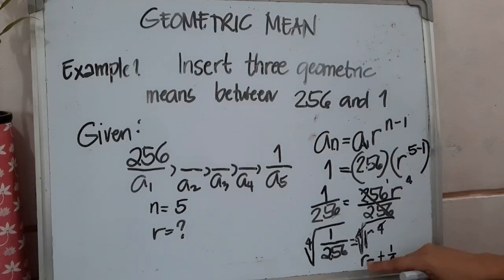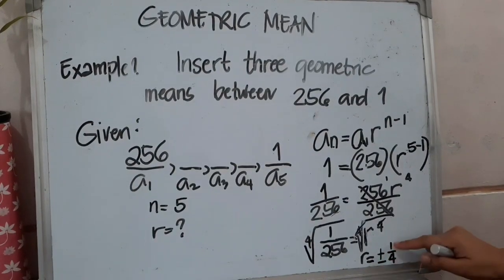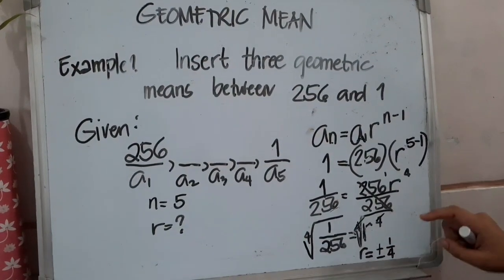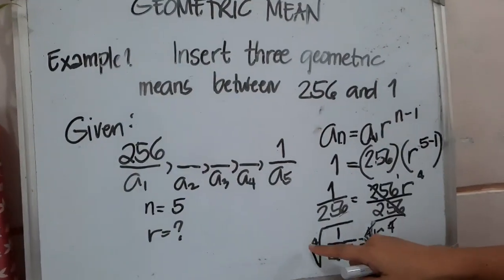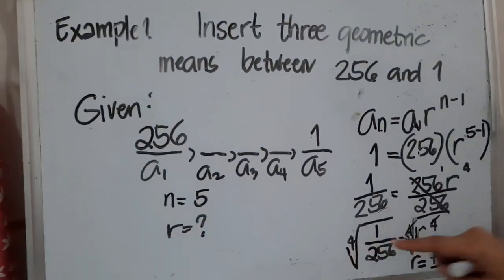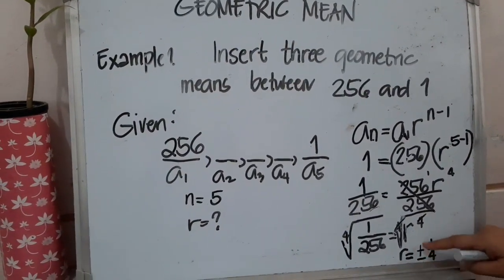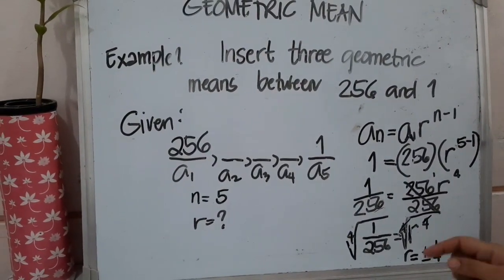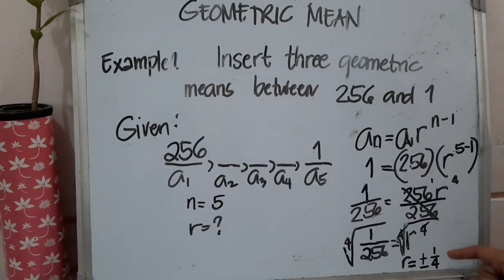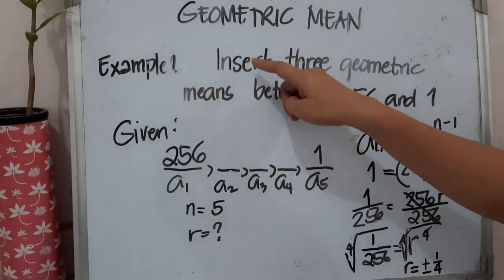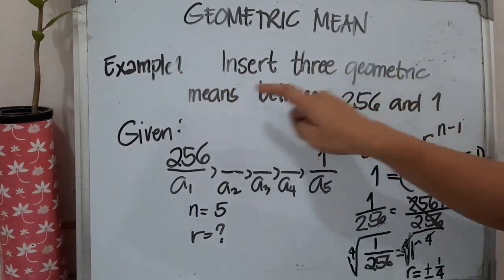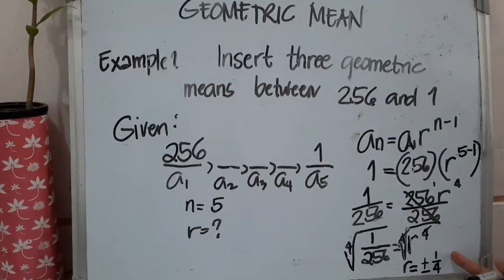Why do we have positive and negative 1/4? Yes, because when our index is an even number, it will take positive and negative signs. So our common ratio are positive and negative 1/4. Is this our final answer? No, it's still the ratio. We have to look for the 3 geometric means. So how do we do it?